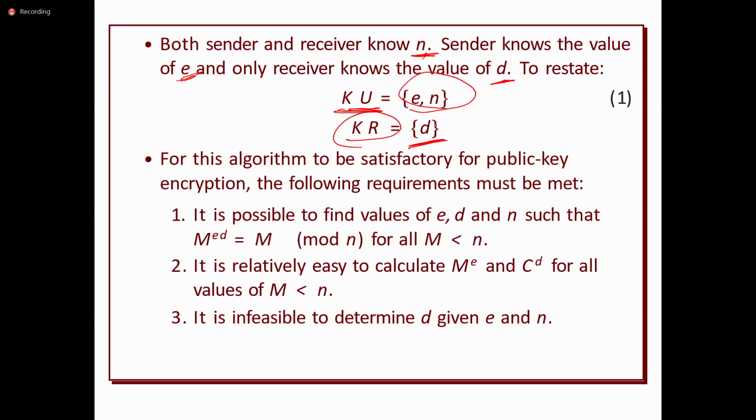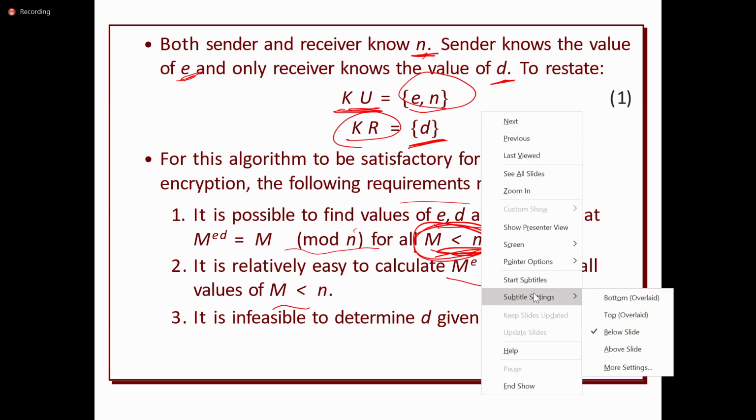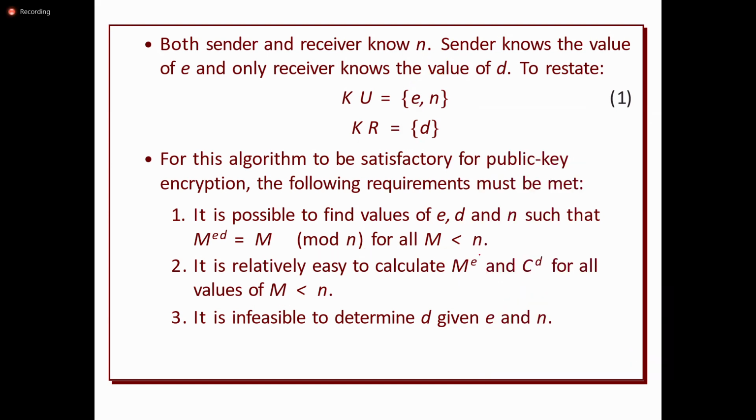Okay, so the steps required. It is possible to find the values of E, D, N such that they satisfy this condition: M power ED is equal to M mod N. So we need to choose the plain text which is less than N. And it is relatively easy to calculate M power E and C power D for all values of M less than N. For encryption, we need to calculate M power E because plain text should be converted. For decryption, we need to calculate C power D.